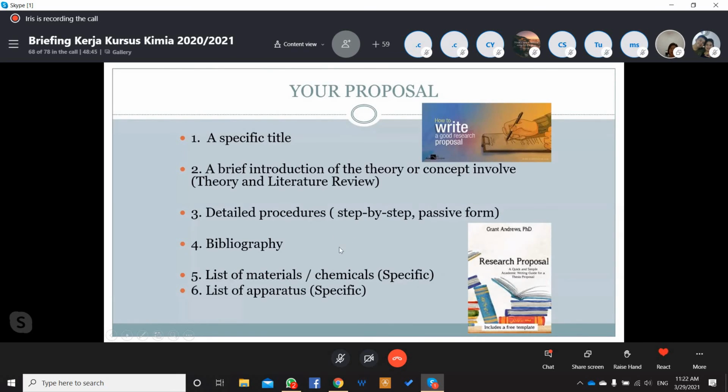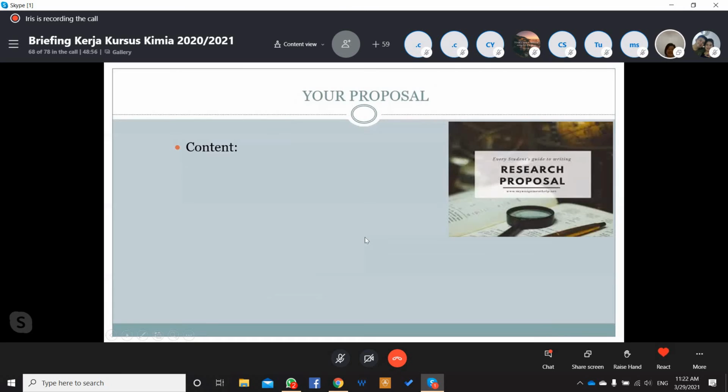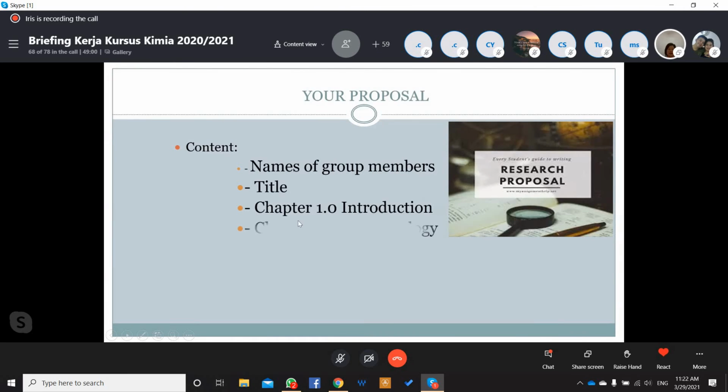Apparatus is also the same. Use simple ones. Don't use ones that are too complicated. We don't have that. It's not university. Okay, content, names of your members, the title.